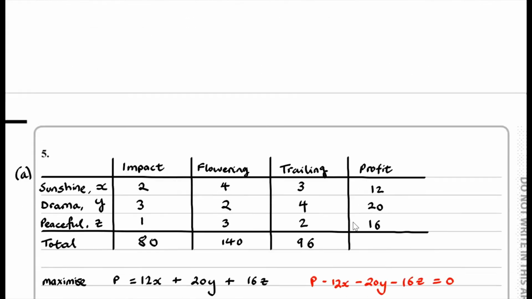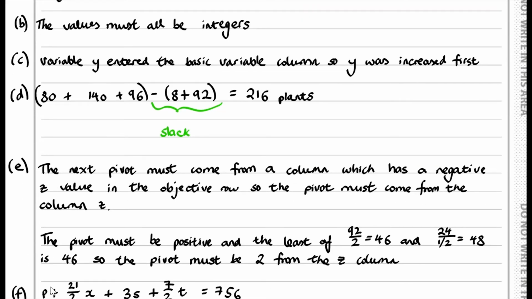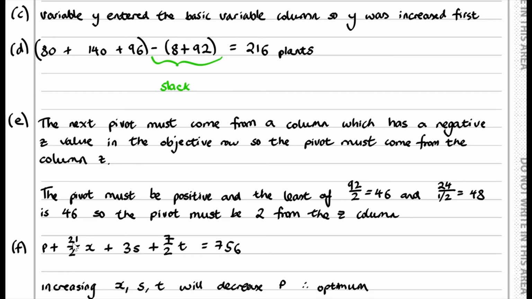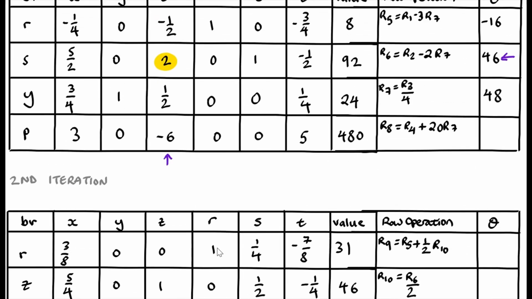So in terms of an equation, we've got this over here. We have P plus 21 over 2x plus 3s plus 7 over 2t equals 756. And therefore you'll see, if we increase x, s and t, you'd always find when increasing these variables, P will always decrease. So therefore, we have something which is optimum. Okay?